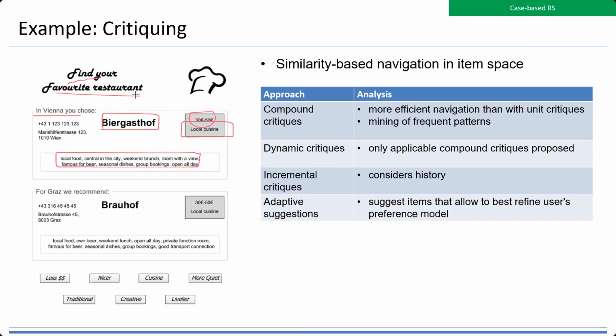why the system recommends this one: because it is local food, and it is in the center of the city. We can have brunch provided, a room with a view, famous for beer, seasonal dishes, group bookings, open all day. It means this kind of recommendation fits with the user requirements.